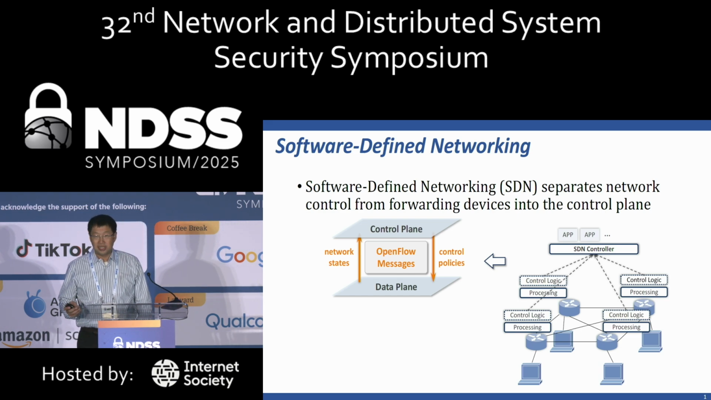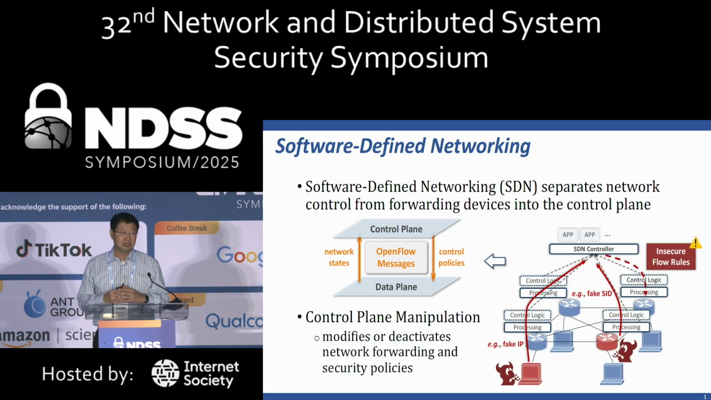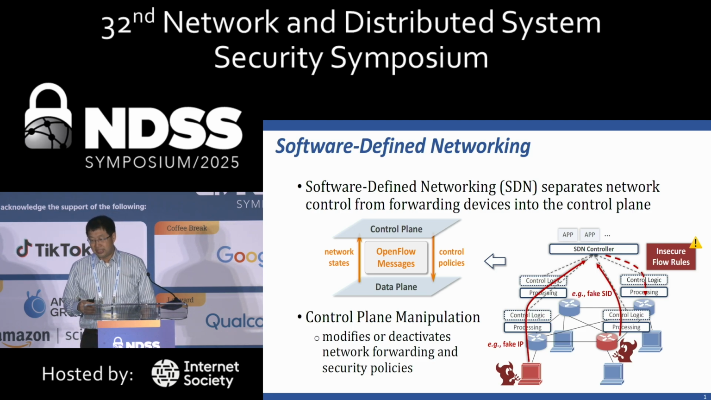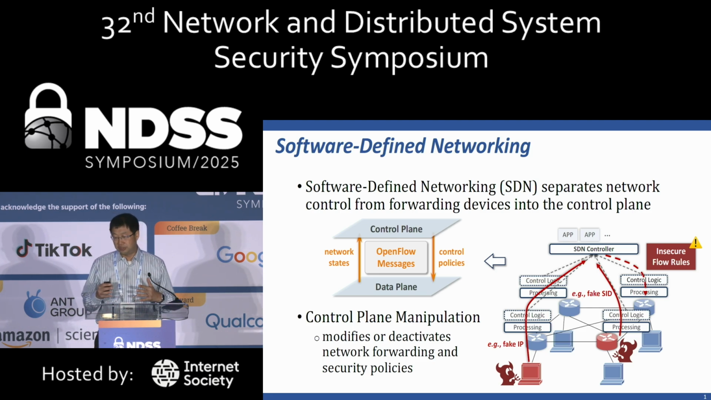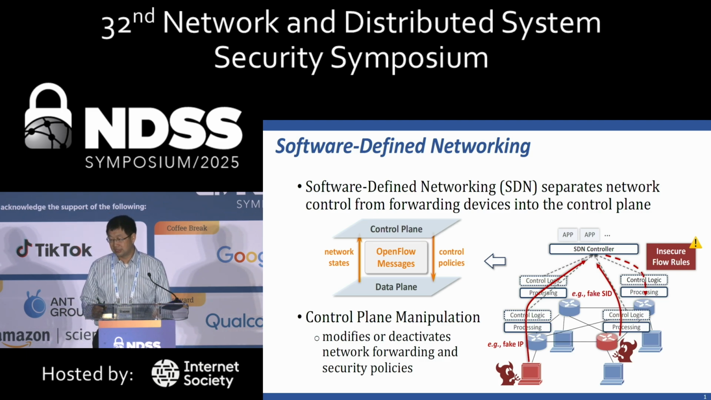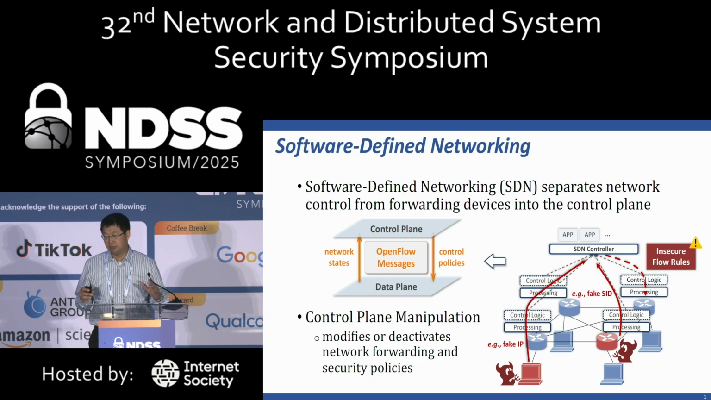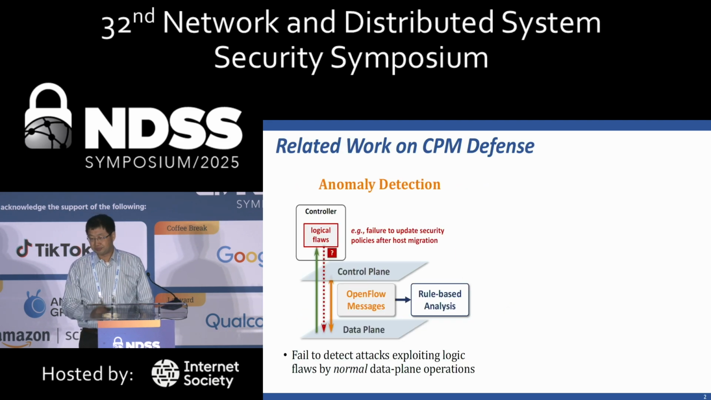As we always see, our flexibility is also the attackers' flexibility. They can leverage this flexibility to manipulate the control plane. For example, they can send a message to modify or deactivate network forwarding and change security policies. For example, if they fake an IP address and send it to the controller and let the controller learn wrong information about the network, it will have bad consequences on the network.